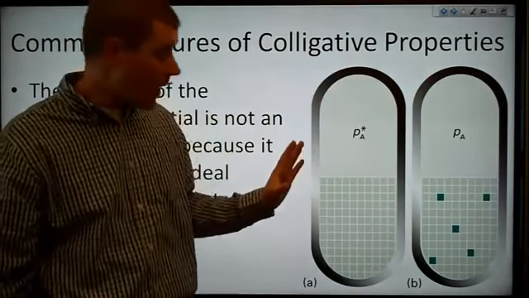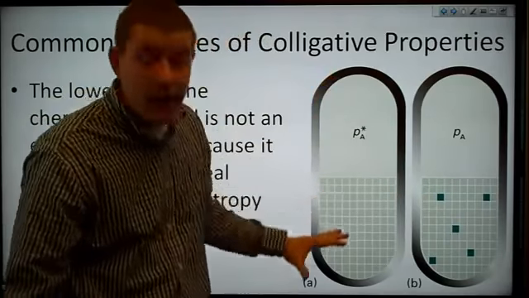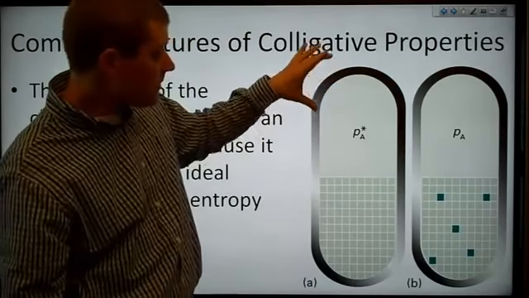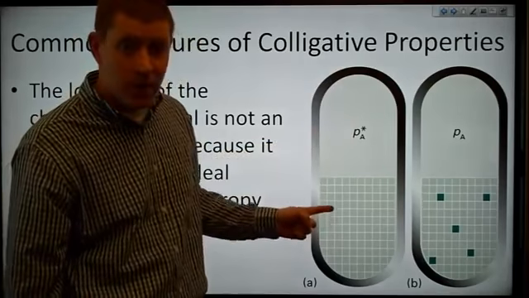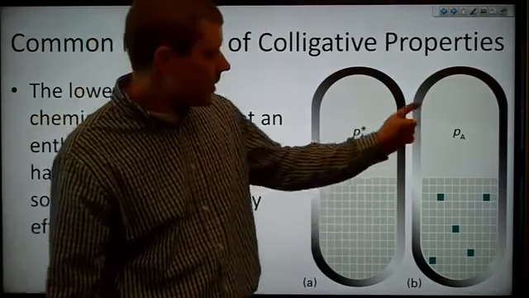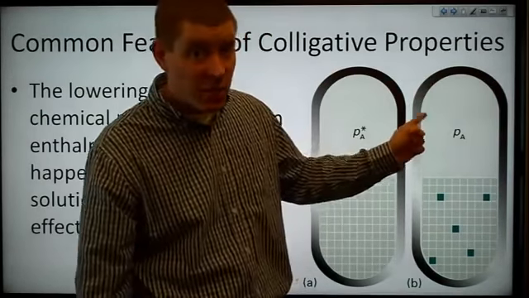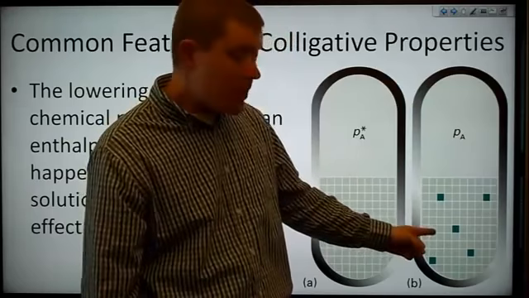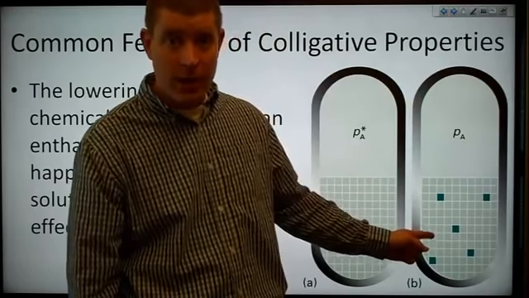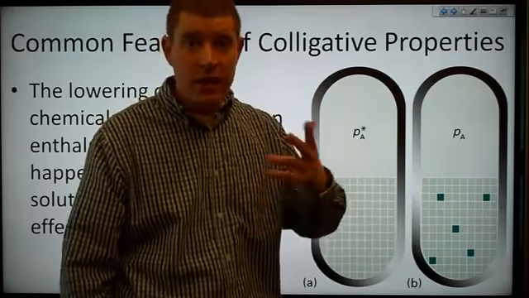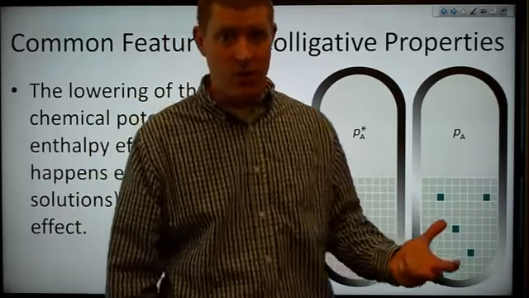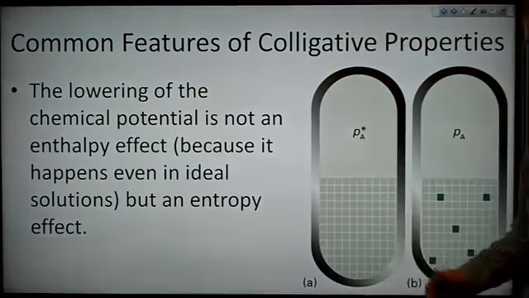An entropy effect. So as we go from here to there, this is a very highly ordered state. We have here a vapor phase that is pure A. Here we have a liquid phase that is pure A. Here we have a vapor phase that is still pure A, but now we have a liquid phase that is no longer pure A. We have some B randomly distributed in there. That randomness is increasing the entropy, and that's the driving force, right? Is to increase the randomness of our solution.